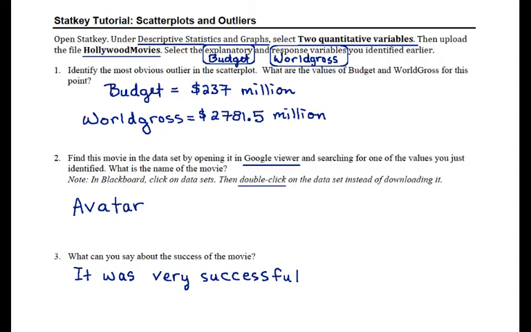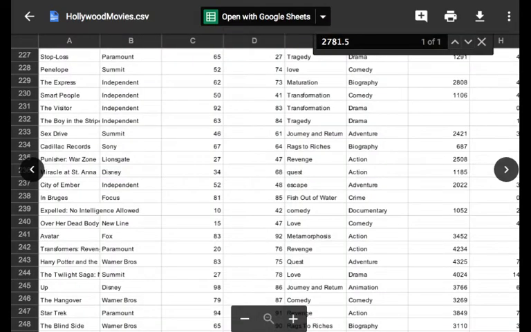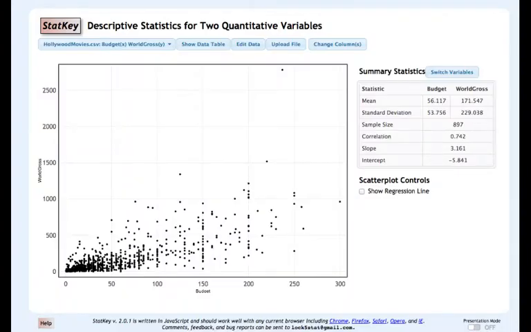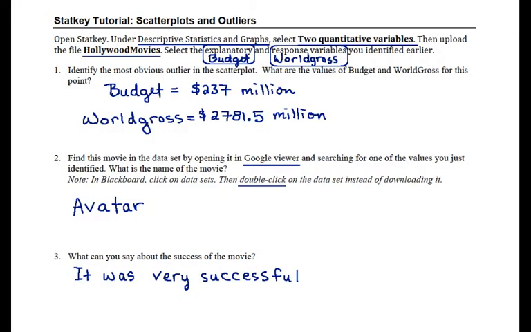There were lots of movies that were in the 200s of millions in budget, right? If we look back again at that graph here in StatKey, there are lots of movies that cost over $200 million to make, but this one really stands out by its gross income, the world gross value. So it was a very successful movie because that world gross is what makes it an outlier.